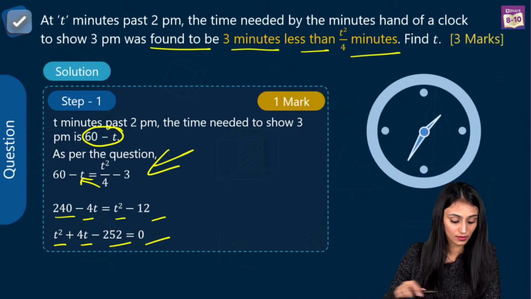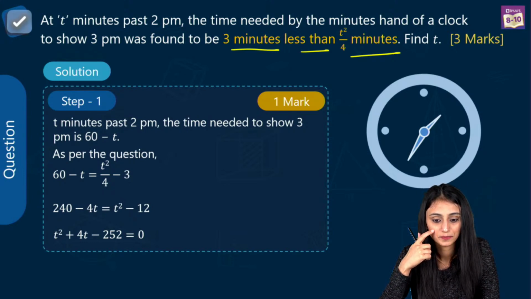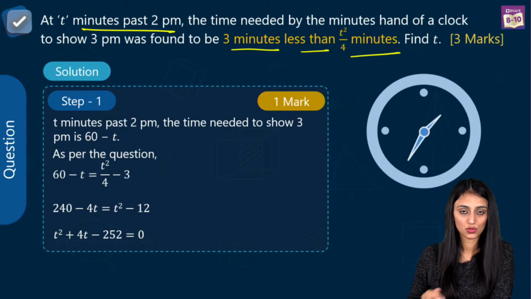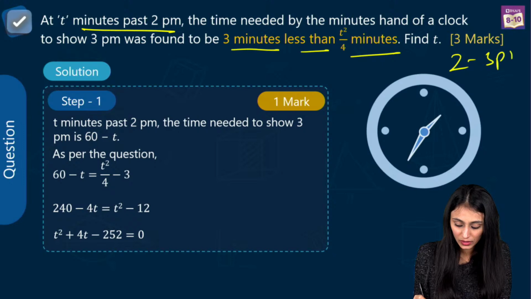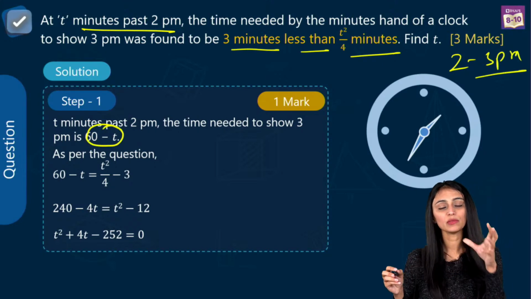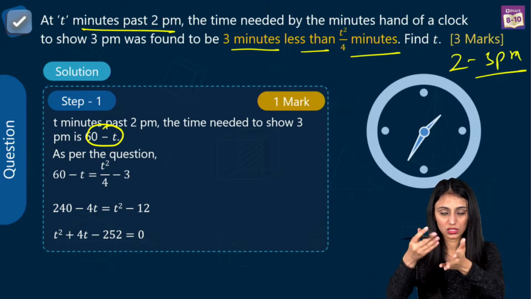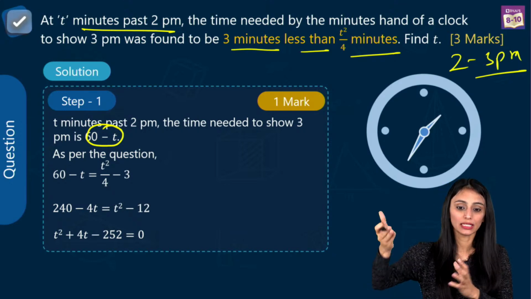Bhavika, once again, right from the beginning. T minutes past 2 p.m. In a complete hour, we have 60 minutes. So between 2 to 3 p.m., we have 60 minutes, right? So 60 minus t. T minutes past 2 p.m., so t minutes have already been covered, right? Let's suppose instead of t we have 10 minutes. So still 50 minutes are there for the minute hand to reach 3 p.m.